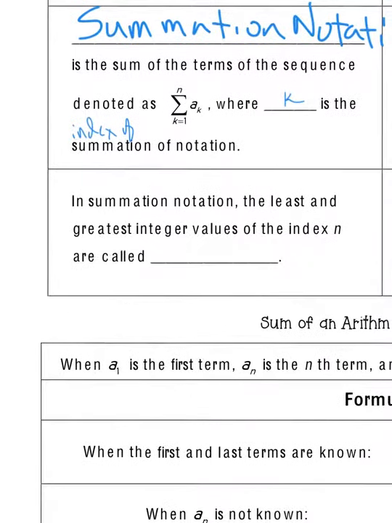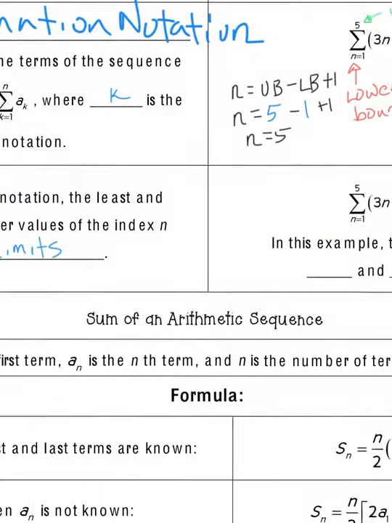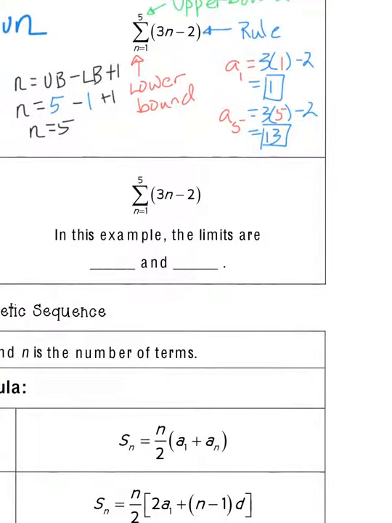All right, so then in summation notation, the least and the greatest integer values of the index n are called limits. So that's that lower bound and upper bound. And remember, they are not the value of that term in the sequence. They are the position of the term in the sequence. So that's that same rule again. So the upper and lower limits, or the upper and lower bounds, are 1 and 5.